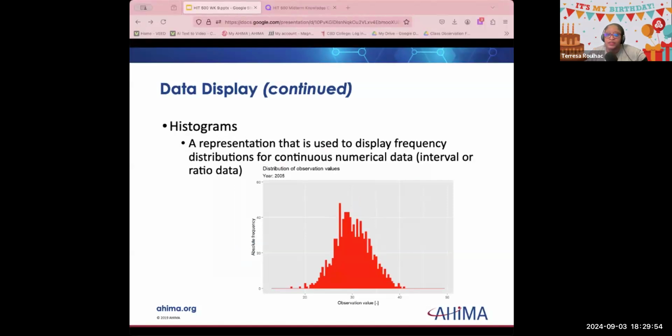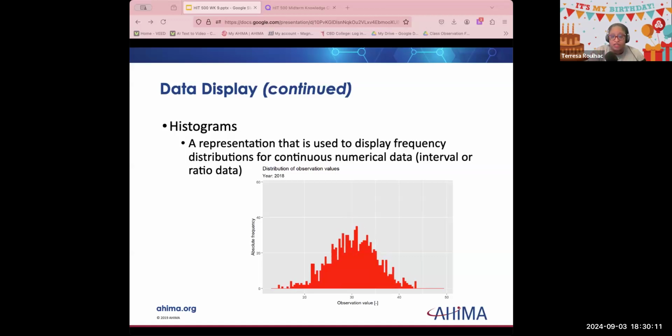We also look at histograms. These are a type of representation used to display frequency distribution for continuous numerical data, which can be either interval or ratio. So that's why making sure you guys can differentiate the data display and the type of information it represents, because you may have a lot of different concepts, right? Because this is all about presentation of data.